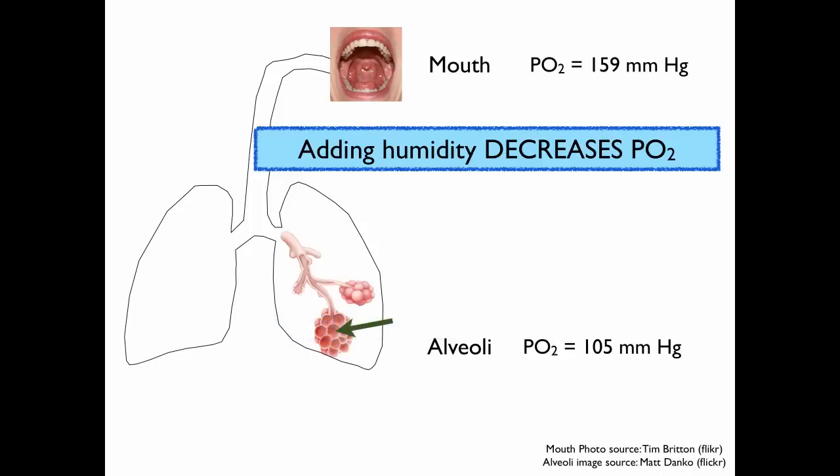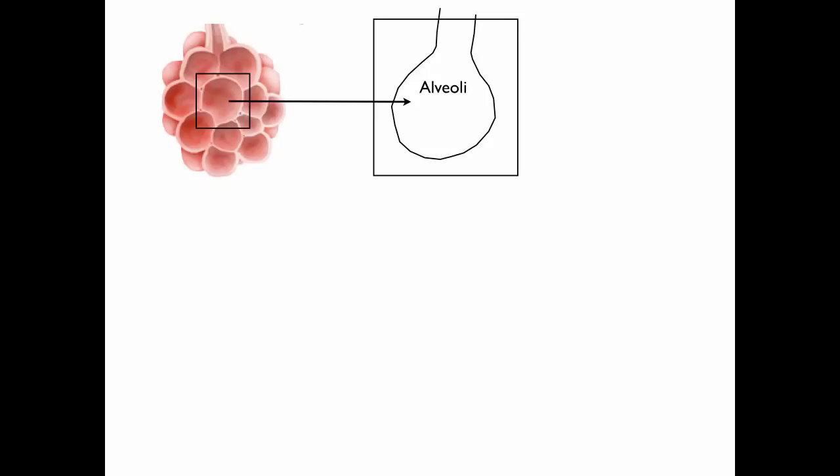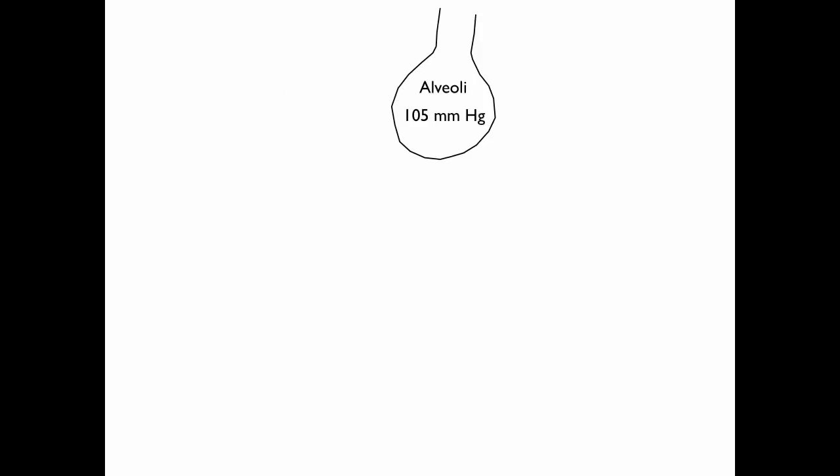So let's start in the alveoli. We're going to look at a single alveolus. I'm going to draw it this way. So you can see here, this is a representation of an alveolus. And we know the partial pressure of oxygen is 105. Surrounding each alveolus are several capillaries. These capillaries transport blood. So within the blood are red blood cells, and those red blood cells contain hemoglobin. Hemoglobin is going to bind to oxygen.